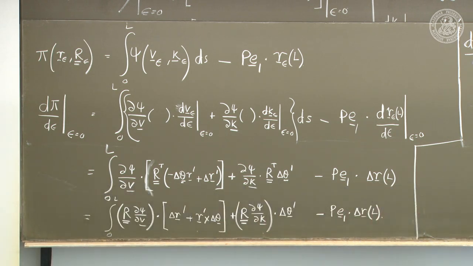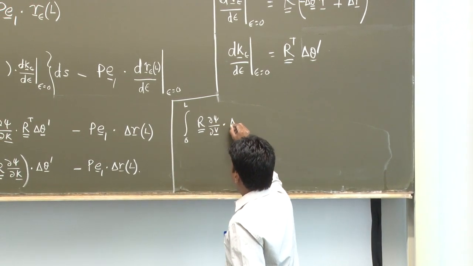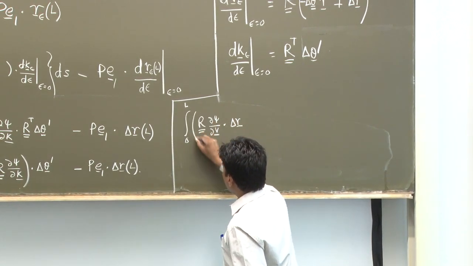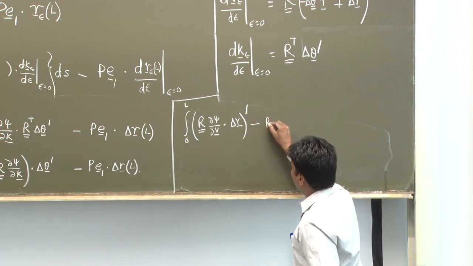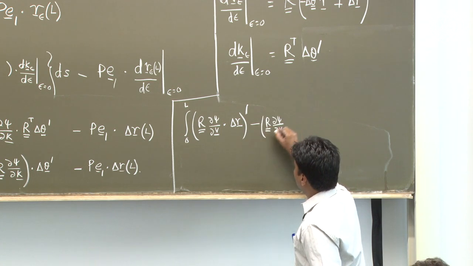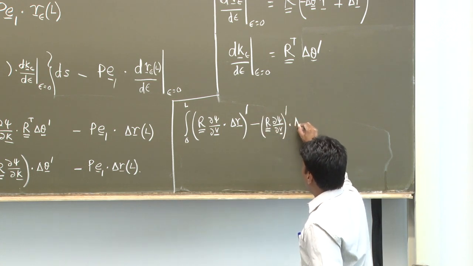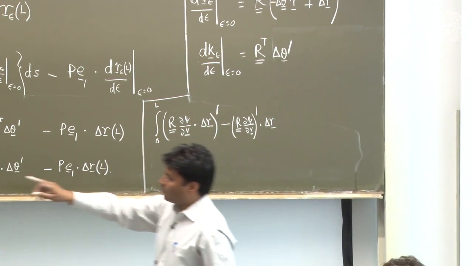So, we could write it as the integral from 0 to L of R times del psi over del V dot delta R, whole prime, minus big R del psi over del V, prime, dot delta R. Okay, so this is coming from the first term over here.